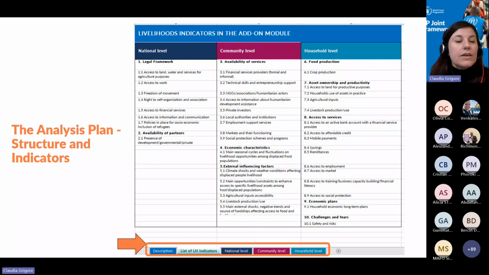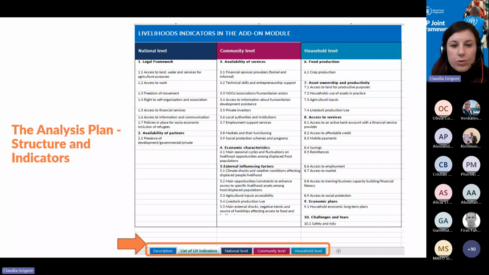Now, let's have a closer look. As we said, the analysis plan is the key tool, the key document you should start from. Let's have a look at it, as it contains quite a lot of information, so let's look into its structure and then what it contains. So first of all, here you have a screenshot of the analysis plan, and you can see here different tabs. So basically it contains 5 main tabs.